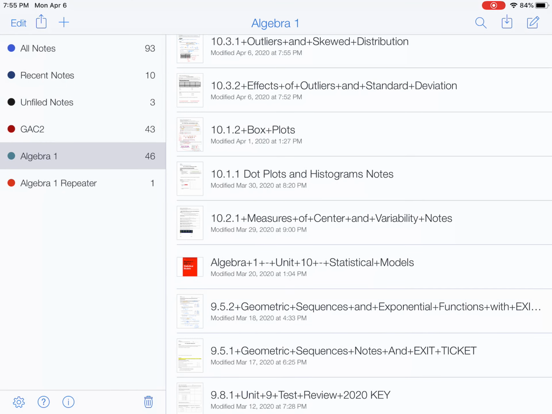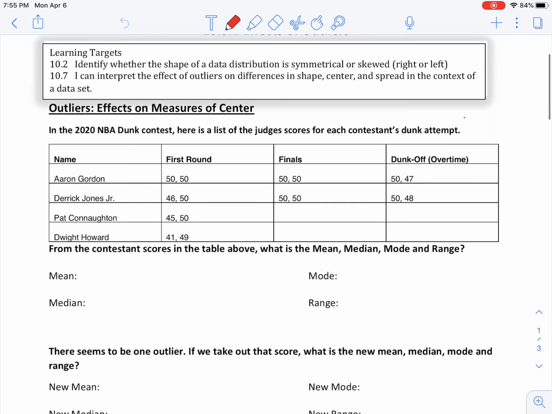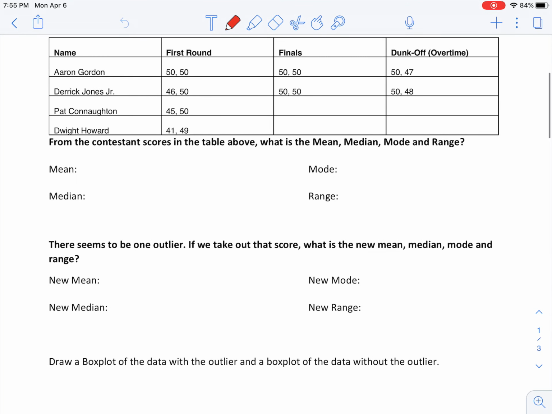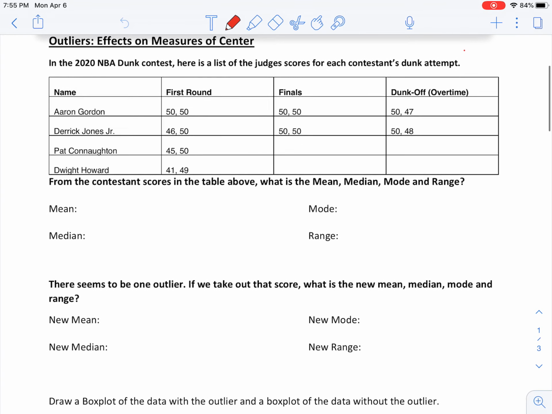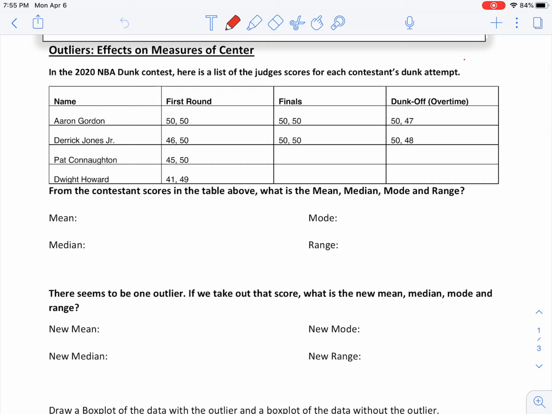Today's notes are the effects of outliers. So how does it affect the mean, median, mode, and range that we've already talked about. For the example that we're going to look at today, we're talking about the 2020 NBA dunk contest. And in this dunk contest, you'll see this is the list of judge scores from each contestant's dunk attempt.